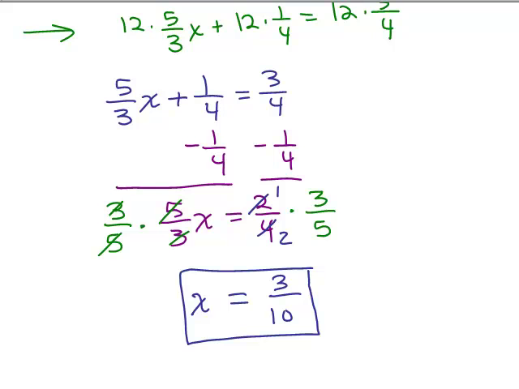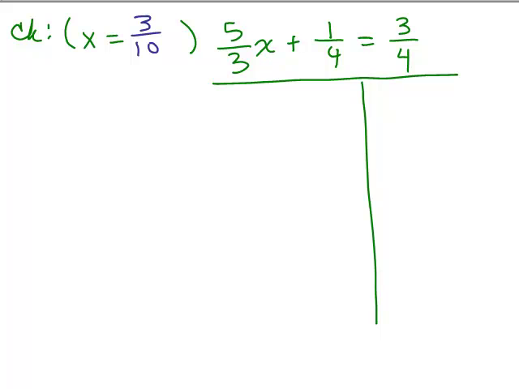So let's go ahead and check it now. All right, we're going to make sure that 3/10 makes this equation true. So we're going to substitute 3/10 in for x and simplify the left-hand side. Now, remember, when you're simplifying, just doing your order of operations, there's no multiplying both sides of an equation because you don't have an equation. So you're going to have to just use your rules for how you normally add fractions. So what do I have here? I've got 5/3 times 3/10. I can cancel the 3's, right? And I can also cancel the 5 and the 10. And that gives me 1/2 plus 1/4.